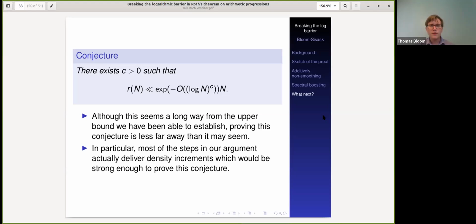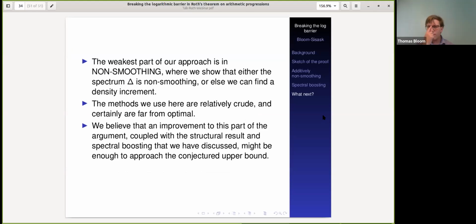I think a lot of the techniques introduced by Bateman and Katz and developed further in our paper already morally give you density increments which are strong enough to prove exactly this result. So I think there's only one really notably bad part of our argument, which is in the non-smoothing step. That was the step where we said, okay, I have this set delta eta, this large spectrum, and I know it's large, and now I want to deduce somehow that it's additively non-smoothing, right?